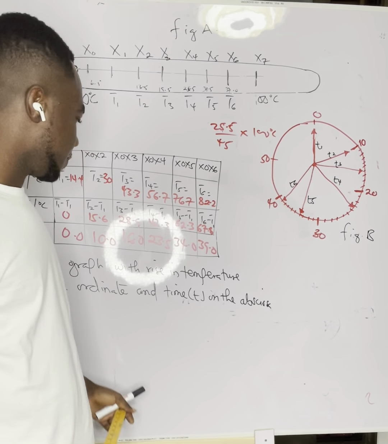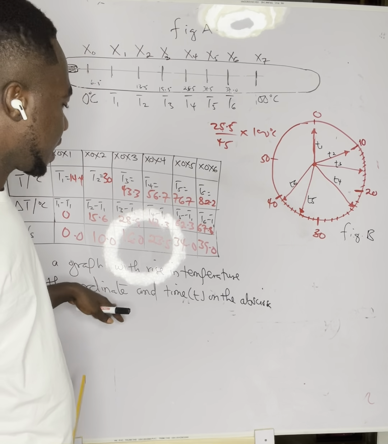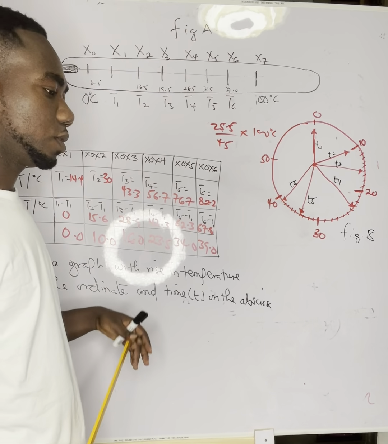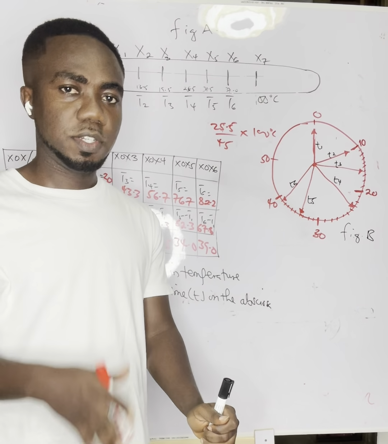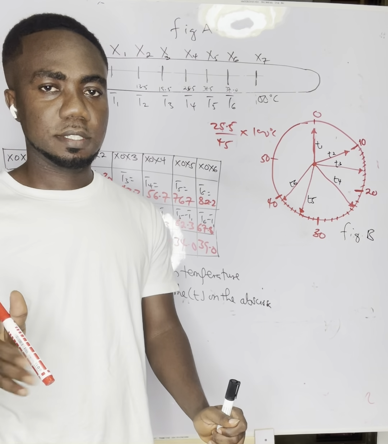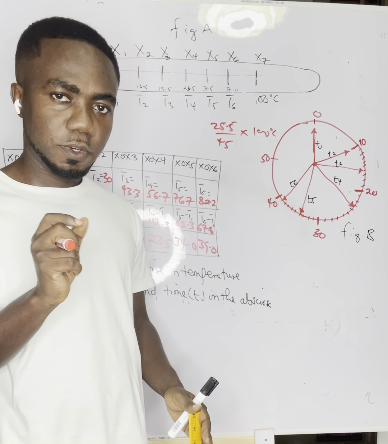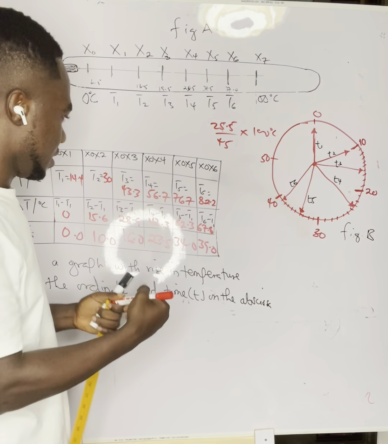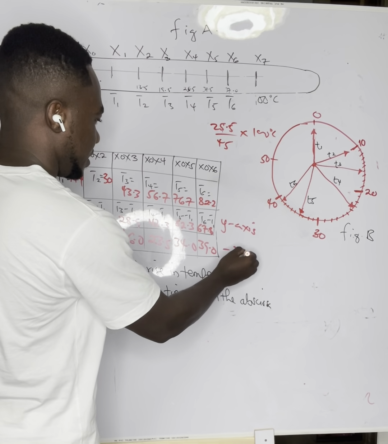We are now going to plot the differential temperature, the rise in temperature, on the y-axis, that's the ordinate, against the time T on the abscissa. For a standard graph sheet, the number of boxes on the ordinate is 12, and on the abscissa we have 10 boxes. Before you can plot, you need to look for the scale for the graph. This is going to the y-axis, and this to the x-axis.